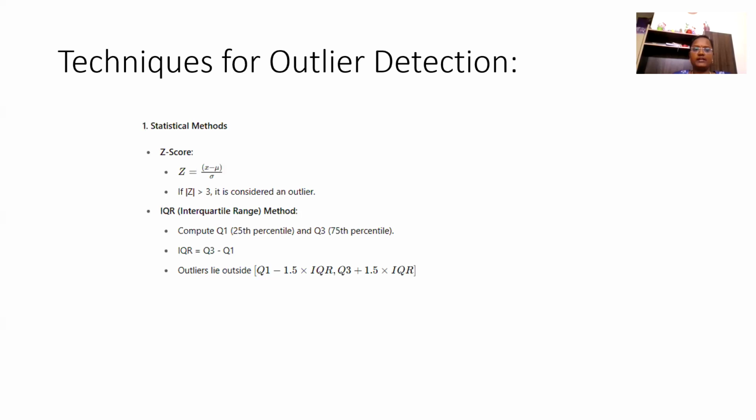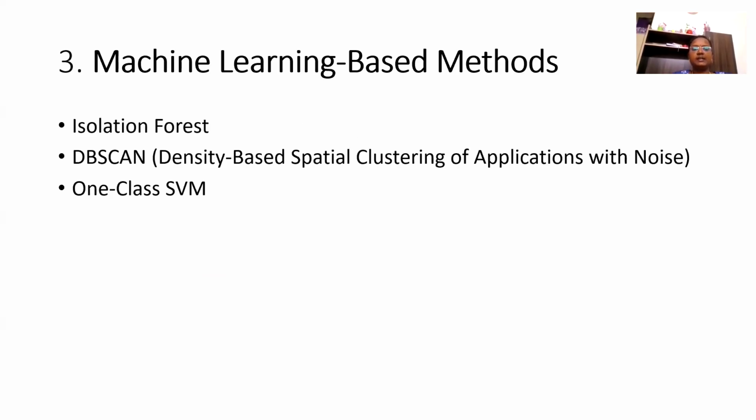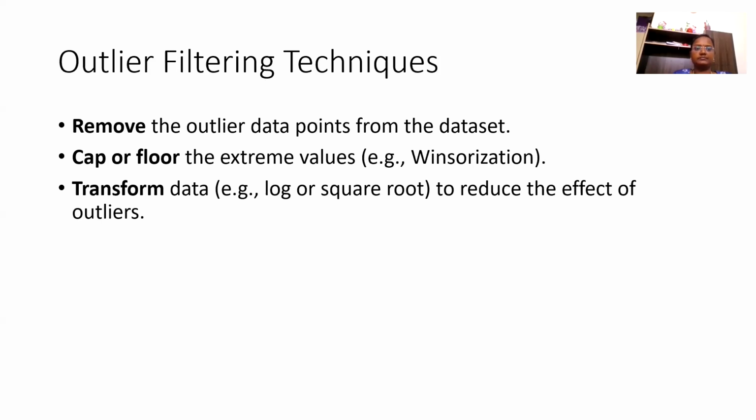The techniques for outlier detection are statistical methods, such as the Z-score method and the IQR method, and visualization techniques, which we can use to detect outliers: box plot, scatter plot, histogram. I'll explain these visualization techniques in the next section. Then there are machine learning based methods: isolation forest, DBSCAN, one-class SVM, multi-class SVM. Many machine learning methods are there to detect outliers.